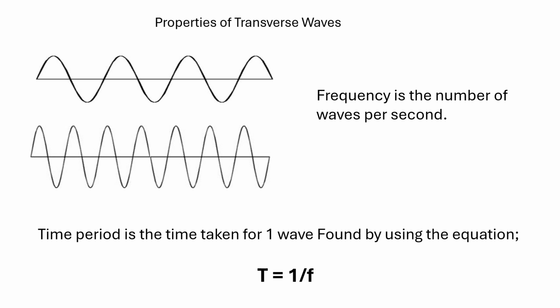And the final property of a wave that you might be asked about is the time period of a wave. That is the time taken for one wave. And you can find that using the equation time period equals 1 divided by the frequency. They are inversely related to each other. That equation is on the equation sheet that you're going to be given. So as the frequency of a wave gets bigger, the time period for a wave gets smaller, and vice versa.